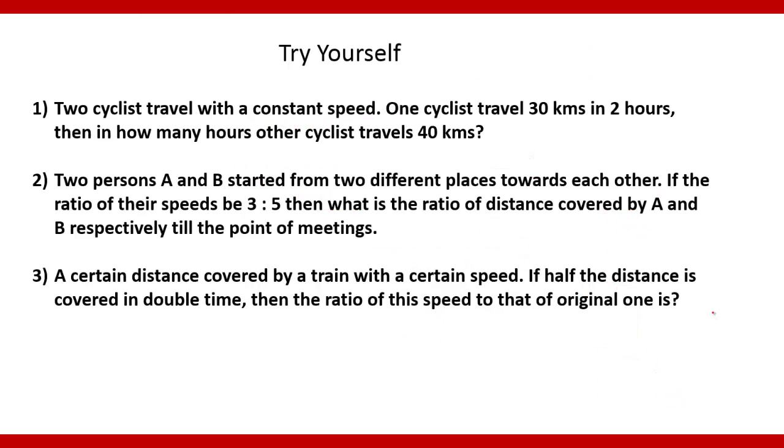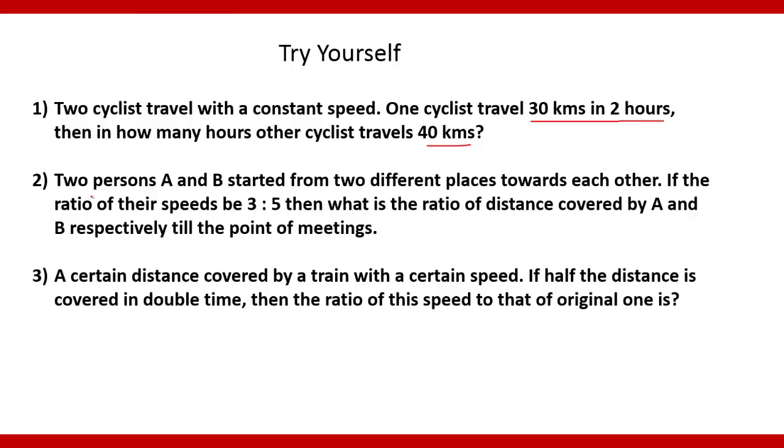Friends, now it is your time. Try it yourself. Here are the 3 questions. Solve. 2 cyclists travel with a constant speed. One cyclist travels 30 km in 2 hours. Then in how many hours will the other cyclist travel 40 kilometers?